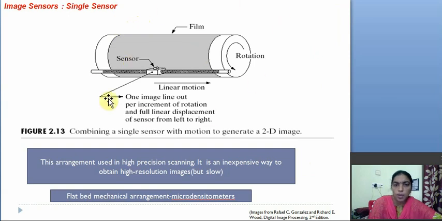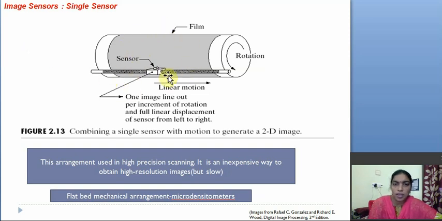Say this arrangement here. To generate the 2D image, you know what a 2D image is? 2D image means two dimensional. So we need the information along the x direction and of course along the y direction to generate that type of 2D image. So with one single sensor, how do we develop this 2D image? That is interesting here.